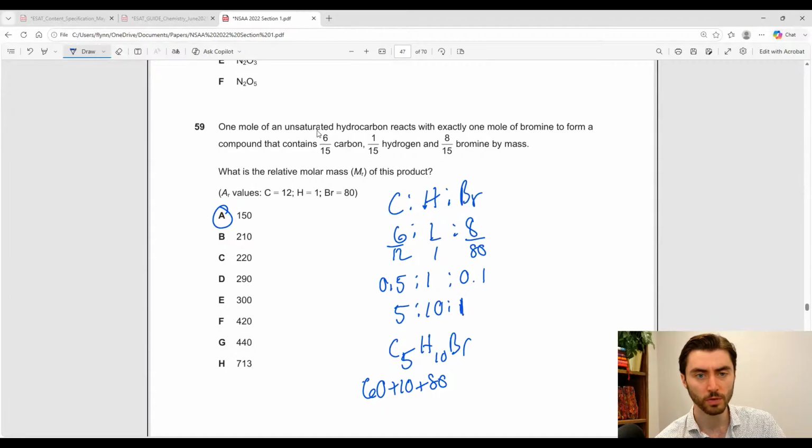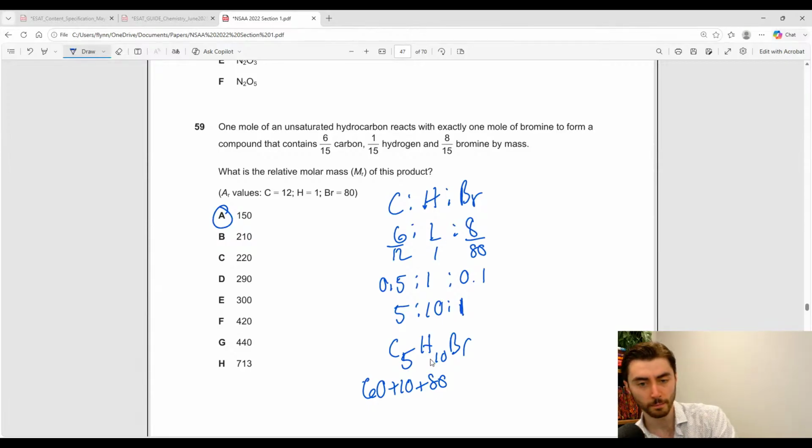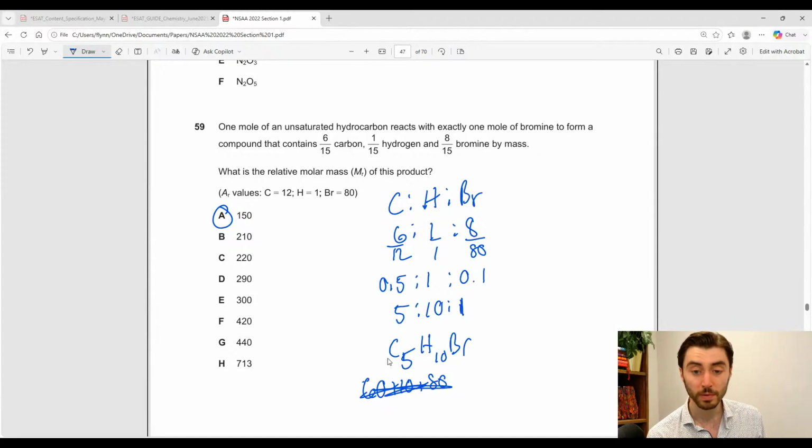Because the 1 mole of an unsaturated hydrocarbon, that should be an alkane. If it's going to swap 1 to 1, that doesn't work. Because that would be C5, it would have been C5H12. No, so we've got to double this up. It would have been C5H12, which would have made it C5H11Br if it was 1 to 1. So that's not it. So that's the empirical.